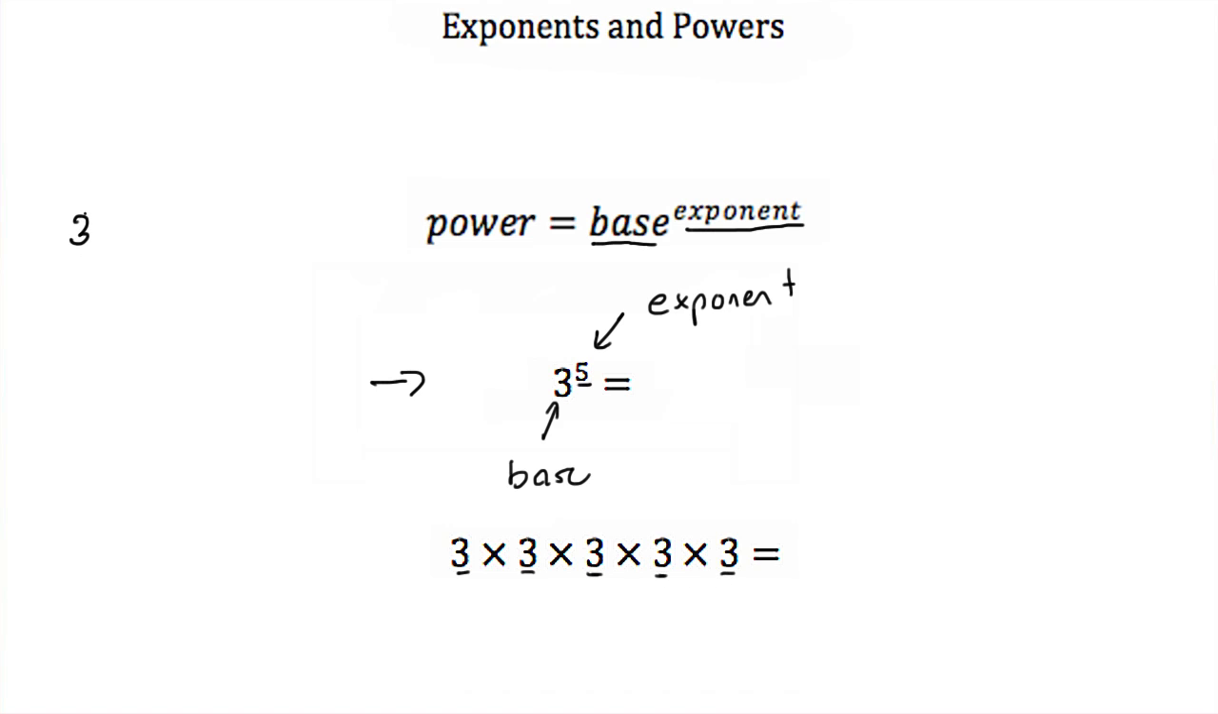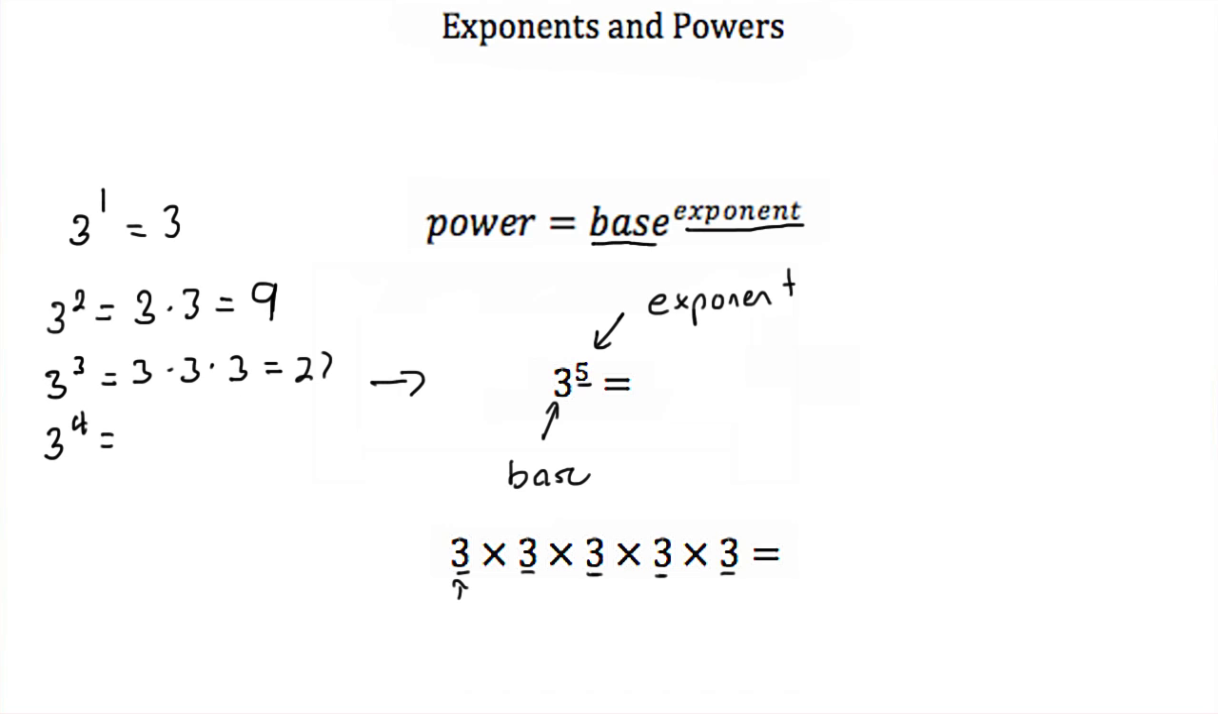Well, if we did 3 to the 1st power, that's only one of these 3's. So that's equal to 3. And if we did 3 to the 2nd power, that's the same as saying 3 times 3, which would be equal to 9. And then 3 to the 3rd, or 3 cubed, is 3 times 3 times 3 a 3rd time, which is 27. 3 to the 4th is 3 times itself 4 times, which would be equal to 81.